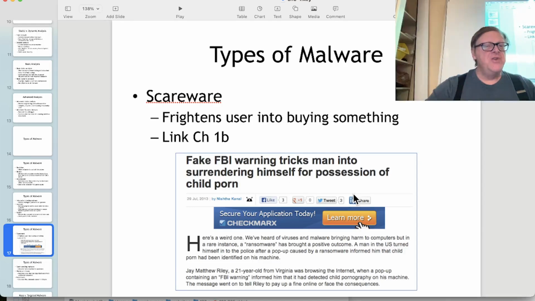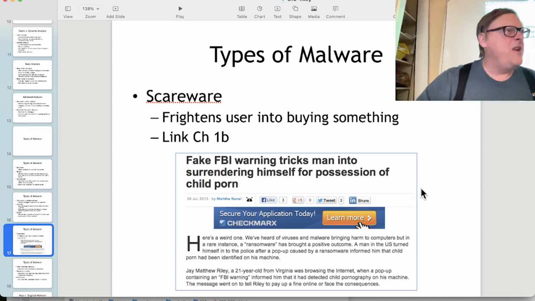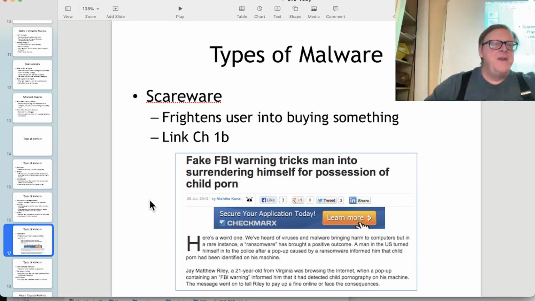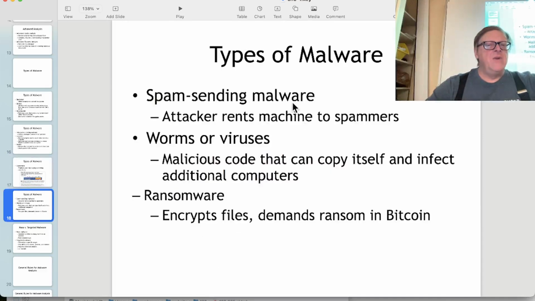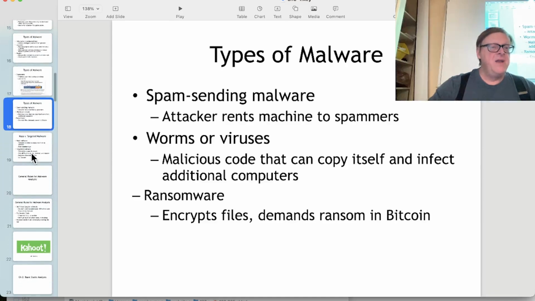Scareware is one that scares the user into buying something. There was a guy that had this pop-up come up in his browser. His browser got malware, and it popped up and said, "You've got child porn." And he did have child porn. He might have turned himself into the FBI. But you know, there's lots of things that try to scare you into doing something. There's malware that sends spam email. There's worms and viruses that spread through instant messages and such. And of course, the big one everyone's afraid of, ransomware. Infect your machine, encrypt all your files, encrypt all your network-connected files, and then demand a ransom. This is really big. Everyone's very worried about it these days.